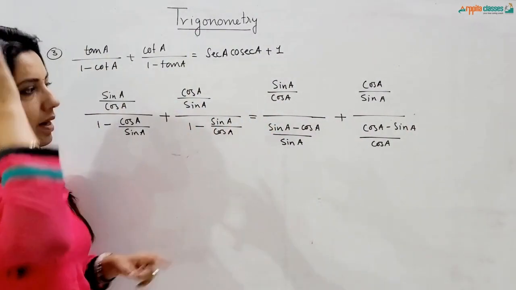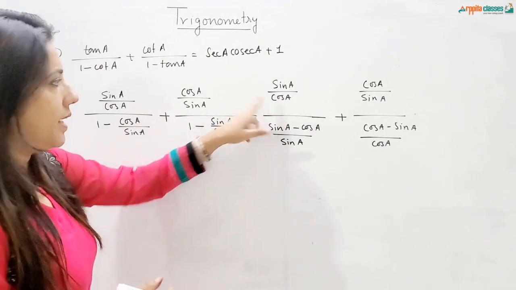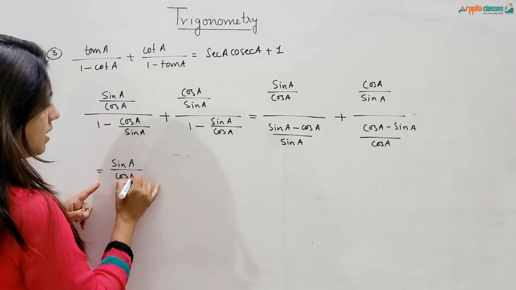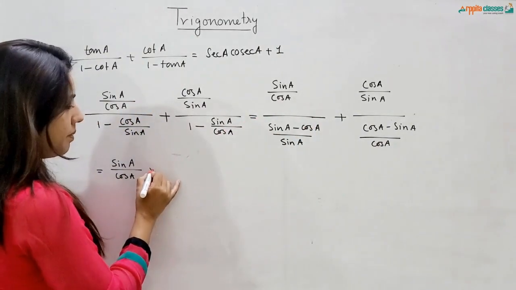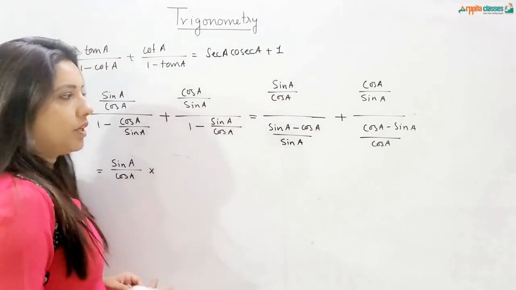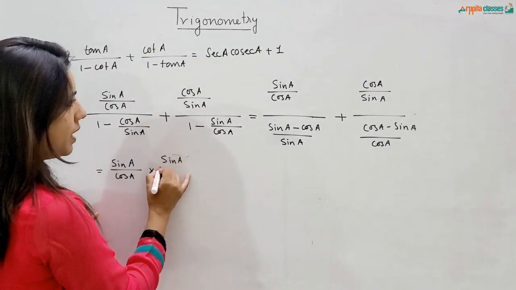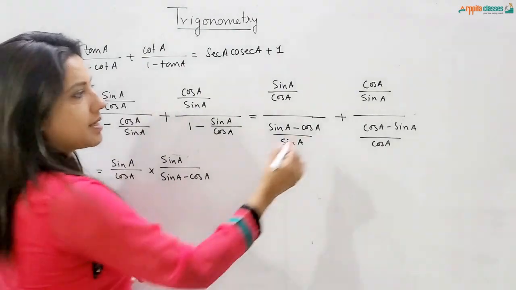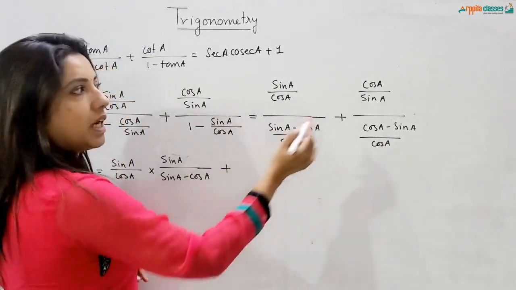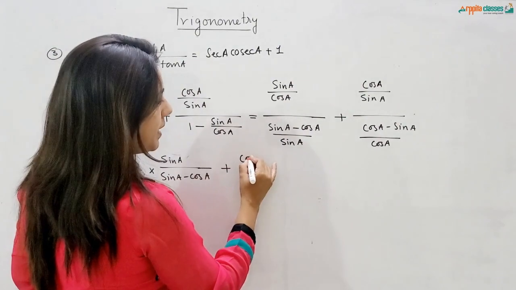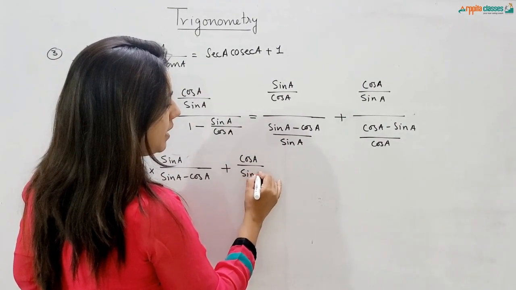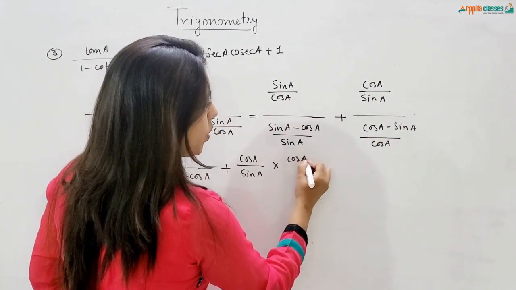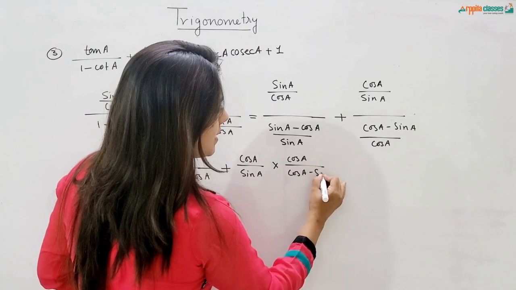Now, we'll apply the rules of division. That is, first I'll write the numerator. I'm doing it here. First I'll write the numerator sin A upon cos A. Now I'll put a multiplication sign in place of division and I'll reciprocate the denominator. So sin A will go up and sin A minus cos A will come down. There's a plus sign, put plus sign in between. Do the same thing for the second term. First I'm writing the numerator cos A upon sin A. Now multiplication in place of division and then I'll reciprocate it. So I'll write cos A upon cos A minus sin A.